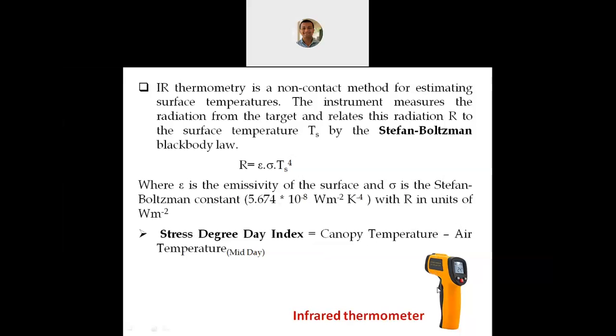Now, the basic principle of this infrared thermometer is that it is based on the Stefan-Boltzmann black body law, where R is equal to epsilon sigma T to the power 4. Here, sigma is the Stefan-Boltzmann constant, epsilon is the emissivity, and T is the temperature.